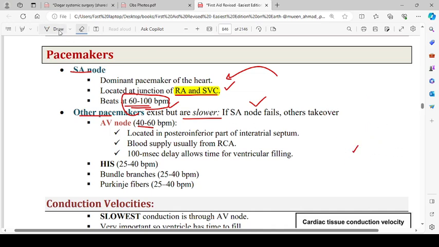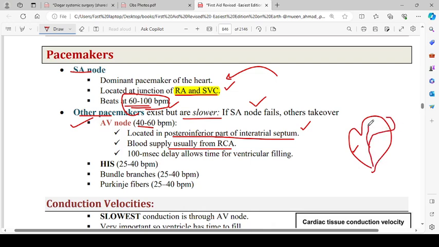The AV node is located in the posterior inferior part of the interatrial septum. Blood supply is usually from the right coronary artery for the AV node, as we have talked about a lot. Suppose this is the posterior side of the heart, and it is the right coronary artery which moves backward and gives the posterior descending artery, and this will give an AV nodal branch to the AV node. A 100 millisecond delay allows time for ventricular filling. It is important that initially the atria contract, and between the contraction of the atria and the ventricles there is a delay of 100 milliseconds.